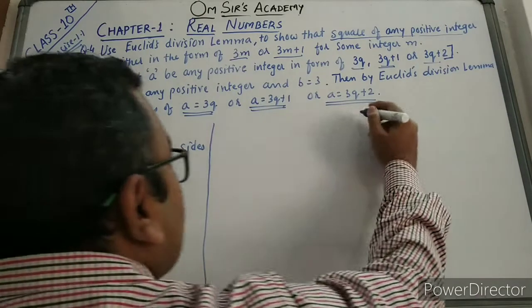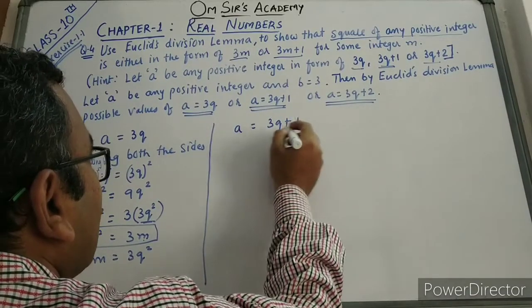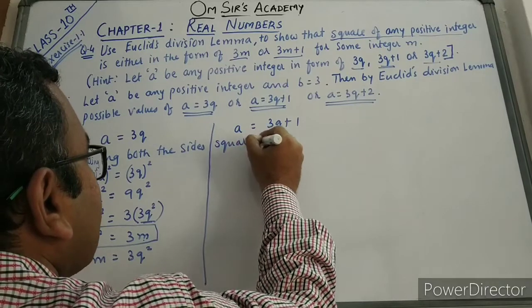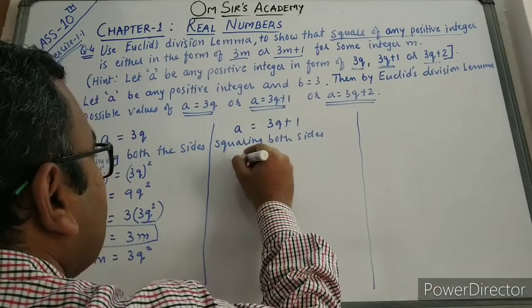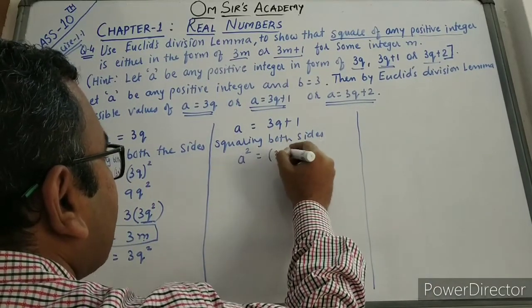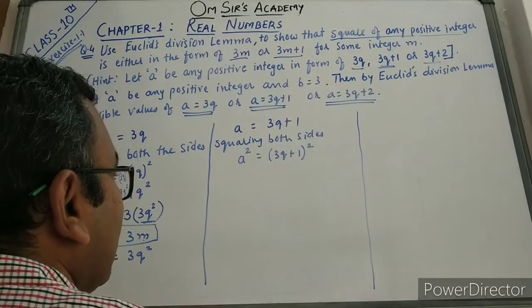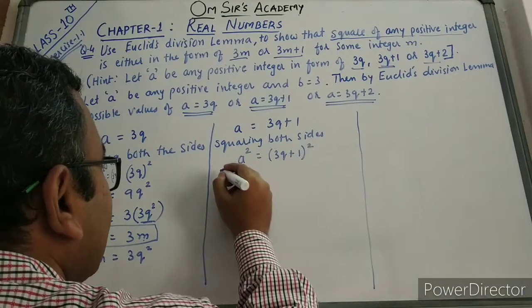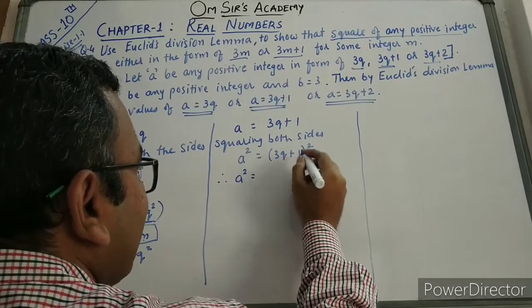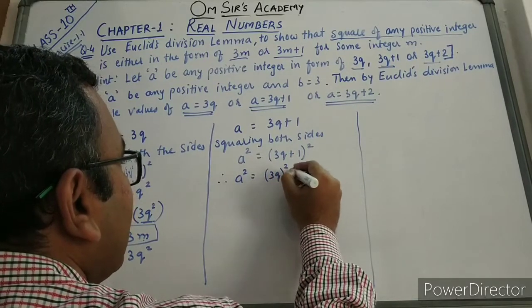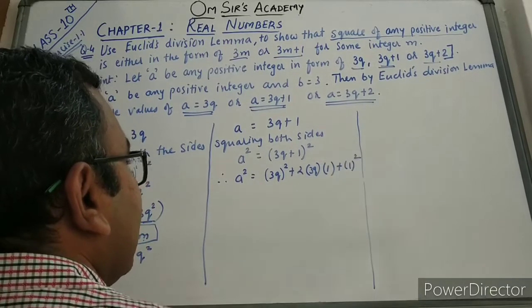Let us take the another number. What is the another number? A is equal to 3q plus 1. Now squaring both the sides, what will I get? A square, इसका स्क्वायर करेंगे, 3q plus 1 the whole square. Is it clear? तो ये आइडेंटिटी हो जाएगी a plus b the whole square की. What is the identity of a plus b the whole square? a square plus 2ab plus b square. So I can write 3q the whole square plus 2ab, that is 3q into 1, plus b square, that is 1 the whole square.